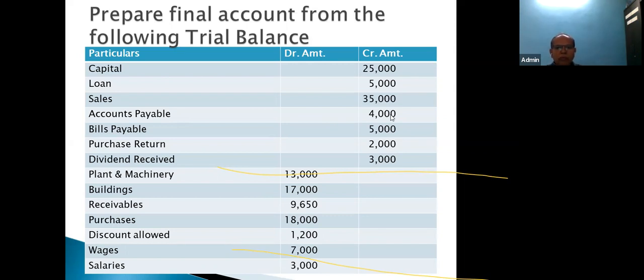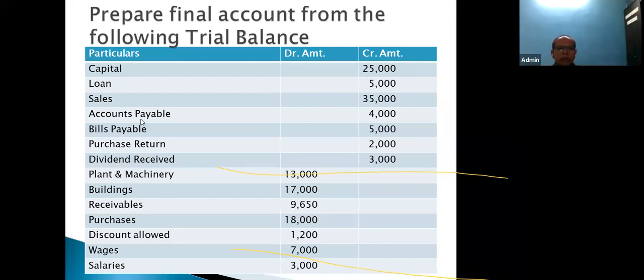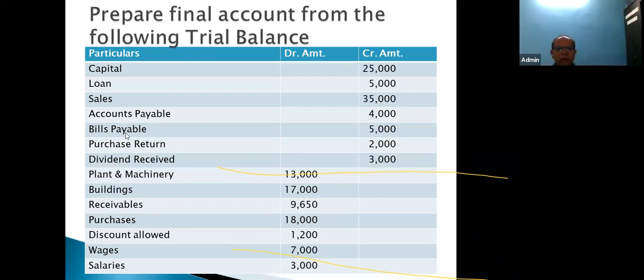I am giving you half a minute to write accounts payable under liability side in the amount column, 4,000. If you have written, just tell me that it's done, so that I can move to the next item. Did you mention accounts payable on the liability side of the balance sheet? Yes, sir. Fine.